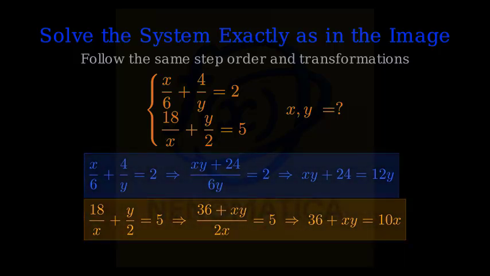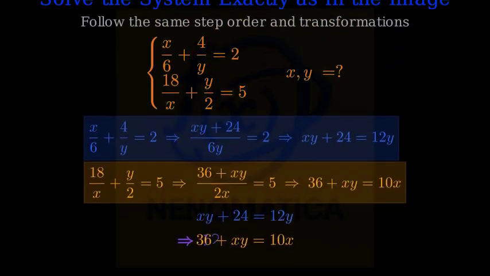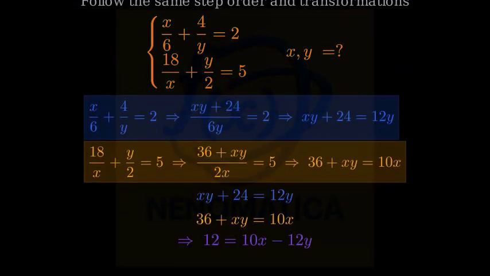For the first equation, x over 6 plus 4 over y equals 2 becomes the fraction (xy plus 24) over 6y equals 2, which then gives xy plus 24 equals 12y. For the second equation, 18 over x plus y over 2 equals 5 becomes the fraction (36 plus xy) over 2x equals 5, which then gives 36 plus xy equals 10x. Now, subtract the second final equation from the first final equation to eliminate the product xy. Doing that gives 12 equals 10x minus 12y.